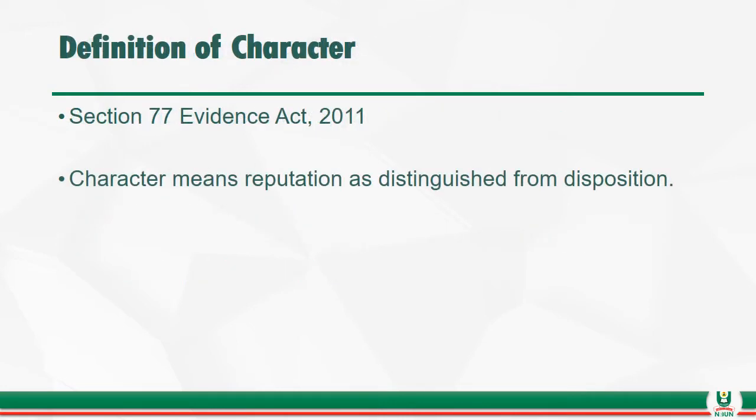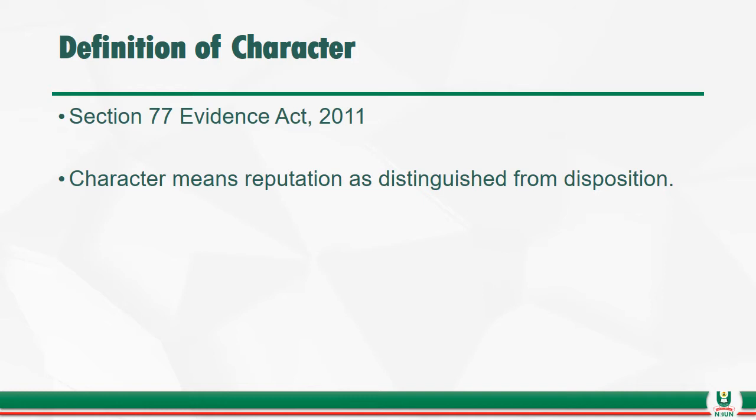Let us define what is character. For that purpose, let us look at section 77 of the Evidence Act. It says in sections 78 to 87, the expression character means reputation as distinguished from disposition, and except as mentioned in those sections, evidence may be given only of general reputation and not of particular acts by which reputation or disposition is shown. So as far as the law is concerned, character means reputation of the individual. It doesn't mean his disposition as an individual or his personality. It has to do with his reputation.